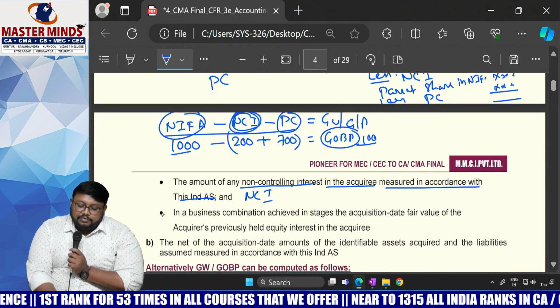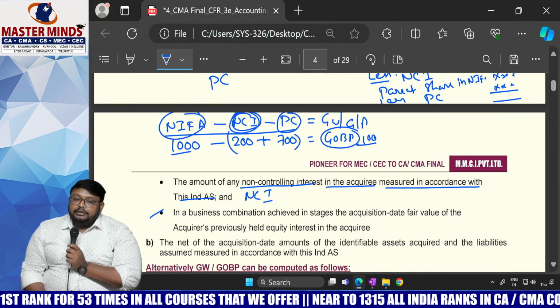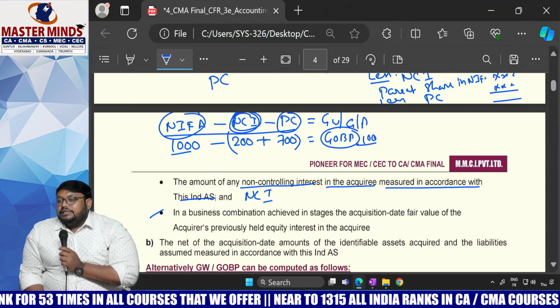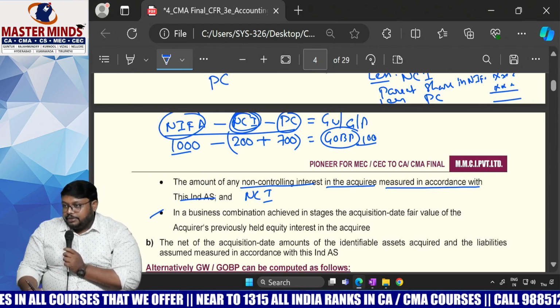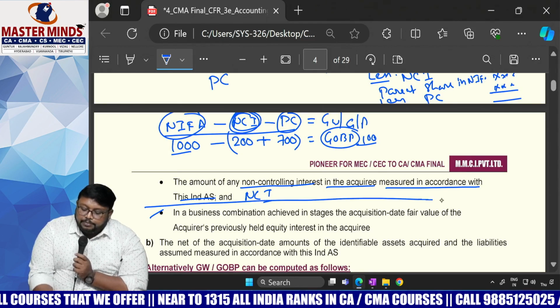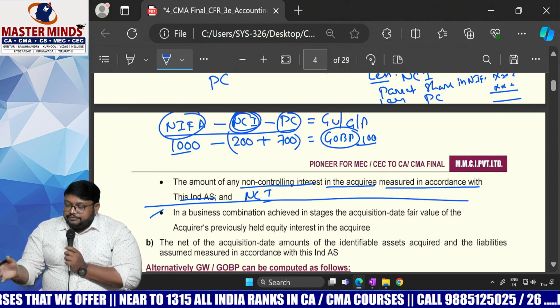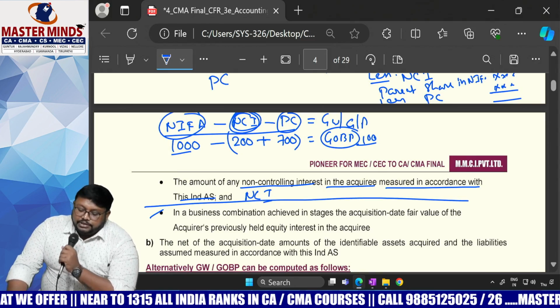Then we compare these two. The third one I am not discussing here because that is a different case: business combination achieved in stages. I will tell you that after completion of this. For the time being, leave the third point, just for 5 minutes. First, only the first two points you can take.